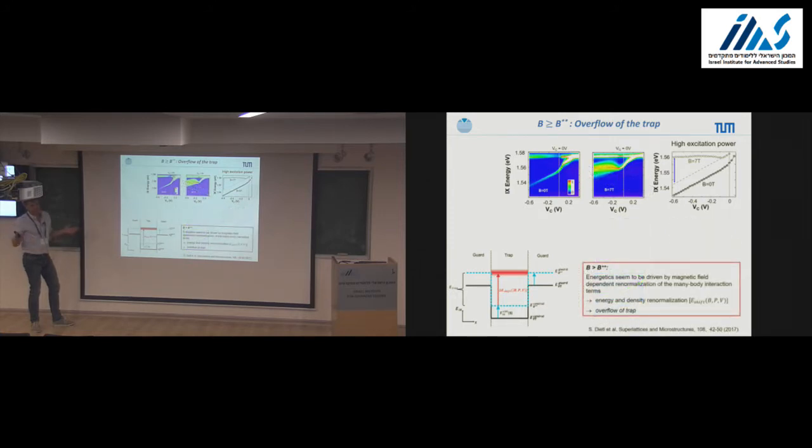It vanishes at high temperatures. We didn't get down to low temperatures. It relaxes thermally. To summarize, the energetics seem to be driven by magnetic field-dependent renormalization of the many-body interaction terms. The energy and the density are renormalized, which we describe with this functional here, and we have the overflow of the trap. Leonid. In this case, we did not measure that.